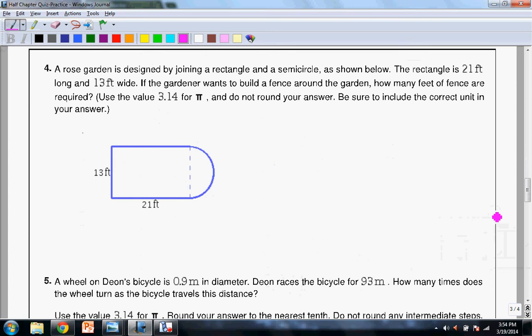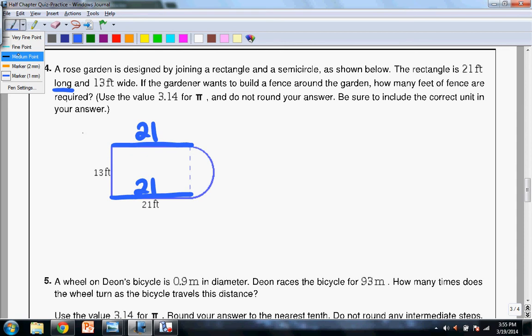Says right here, a rose garden is designed by joining a rectangle and a semicircle as shown below. The rectangle is 21 feet long. So that's 21 feet long. That's this part. That's 21. And that's 21 feet. And we're told that it's 13 feet wide. So from here to here, that's 13 feet.